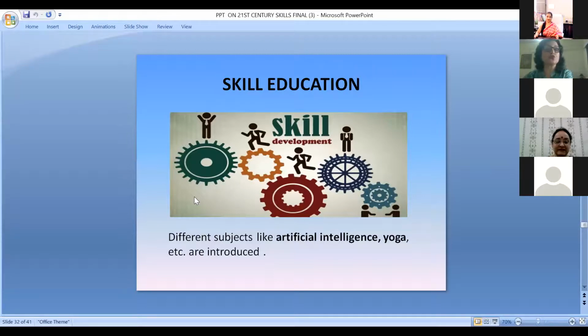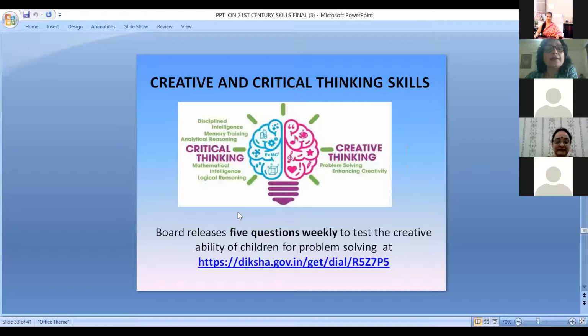Then CBSE right now is focusing a lot on skill education, and different subjects like artificial intelligence, yoga, etc. have been introduced by CBSE to focus on these skills of education. To develop creative and critical thinking skills among the students, the board releases 5 questions weekly to test the creative ability of the children for problem solving, and this is the link given below. So they give 5 challenging questions which the children can solve and submit their answers.